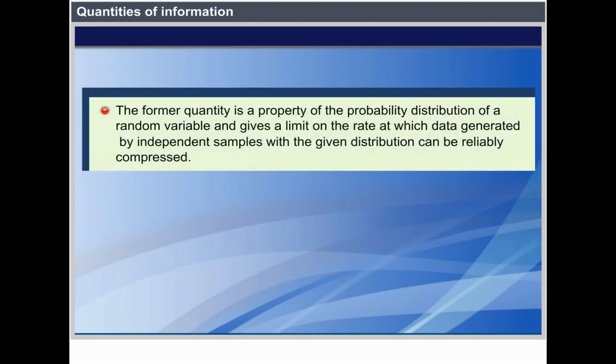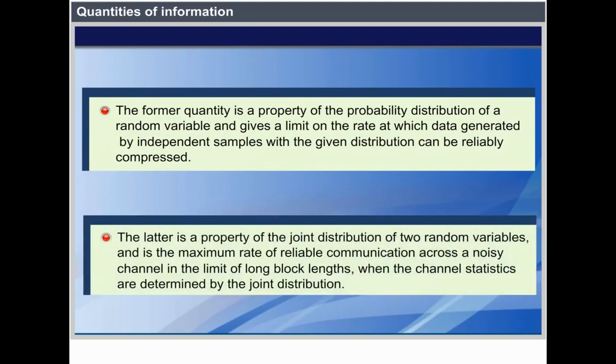The former quantity is a property of the probability distribution of a random variable and gives a limit on the rate at which data generated by independent samples with the given distribution can be reliably compressed. The latter is a property of the joint distribution of two random variables and is the maximum rate of reliable communication across a noisy channel in the limit of long block length, when the channel statistics are determined by the joint distribution.